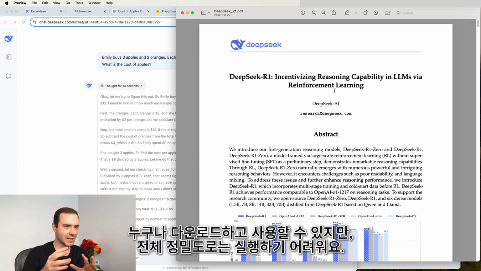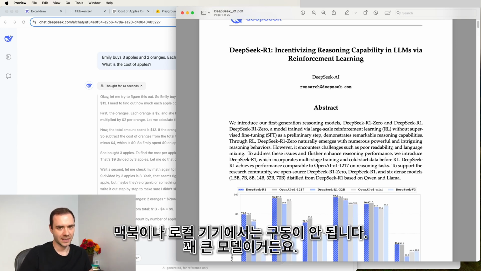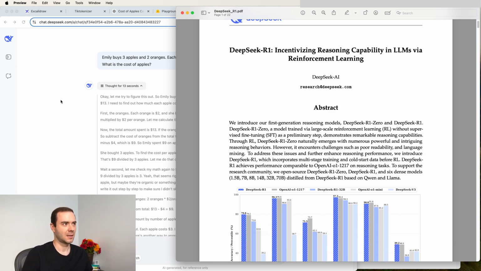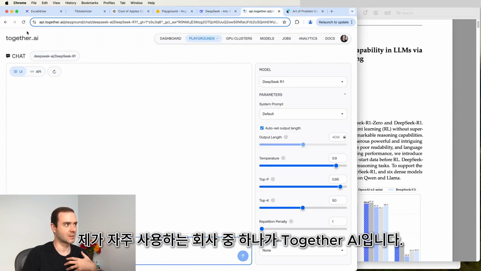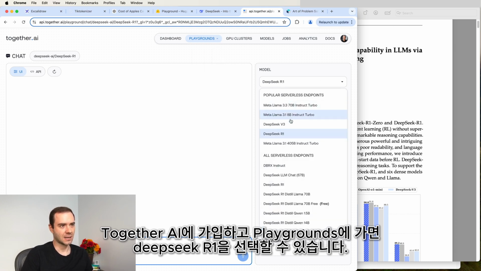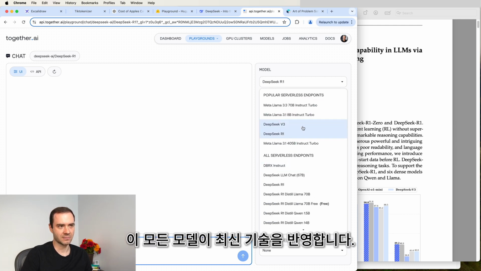You will not be able to run the full model in full precision. You won't run that on a MacBook or a local device, because this is a fairly large model. But many companies are hosting the full largest model. One of those companies that I like to use is called Together.ai. So when you go to Together.ai, you sign up and you go to Playgrounds. You can select here in the chat DeepSeek R1, and there's many different kinds of other models that you can select here. These are all state-of-the-art models.